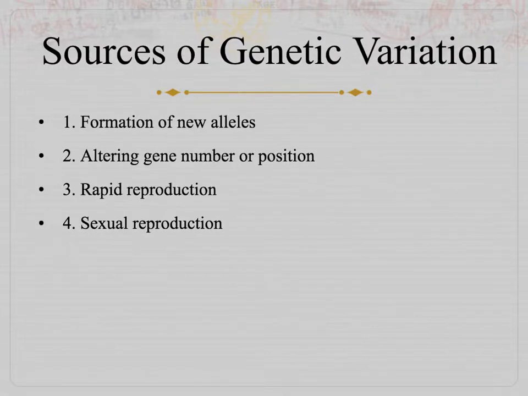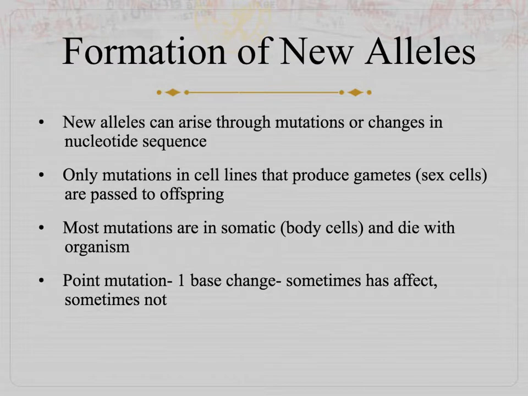Okay. So there are 4 main sources of genetic variation: forming new alleles, altering gene number or position, rapid reproduction, and sexual reproduction. And we have to talk about each one of those. New alleles can arise through mutations or changes in nucleotides.